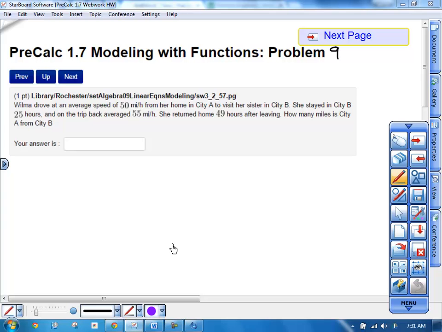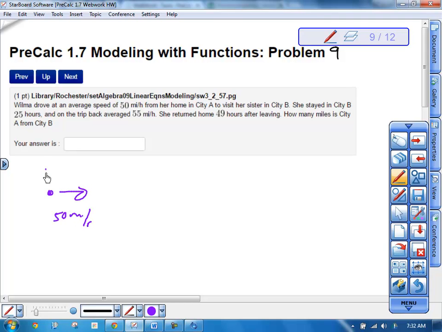Okay, the next problem says that we drove an average of 50 miles an hour from city A to city B, and stayed in city B for 25 hours, and then went 55 miles an hour back, and then returned home 49 hours after leaving. So 49 minus 25 gives us 24. So we were driving for 24 hours. That's what I want because I'm looking at rates and distances here. It asks for how many miles to city A, so we're looking for the distance between the two.